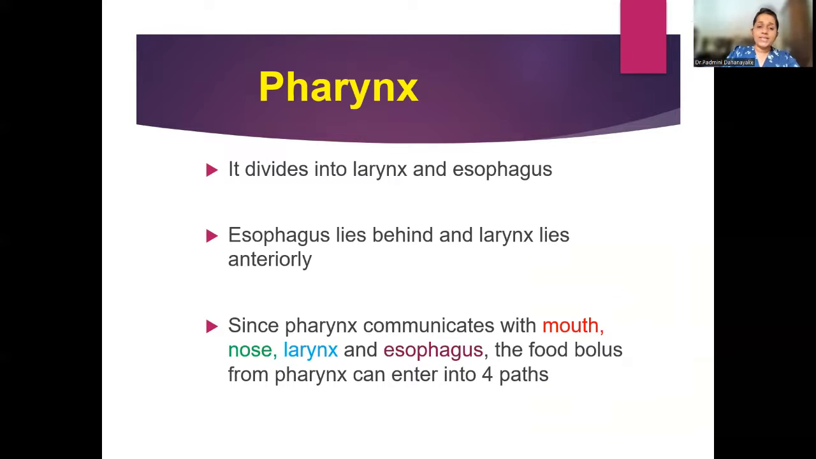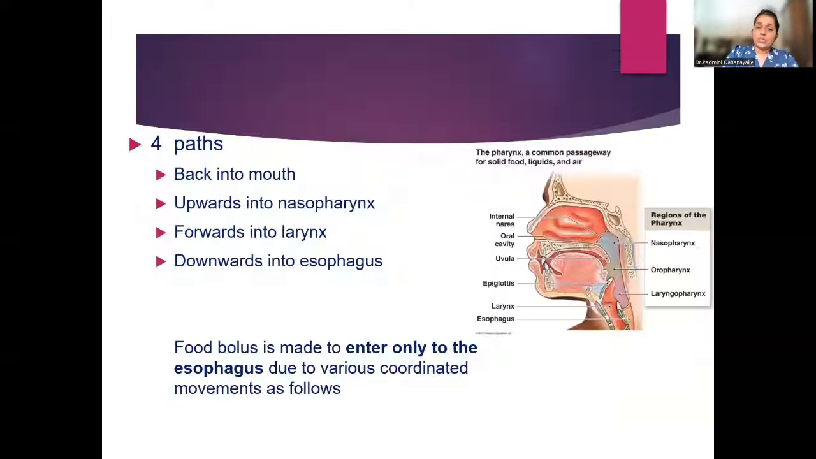Now the pharynx divides into the larynx and esophagus. The esophagus lies behind the larynx, and the larynx lies anteriorly. That is easy, right? Since the pharynx communicates with the mouth, nose, larynx and esophagus, the food from the pharynx can enter four pathways. So it's easy, now you can understand that.